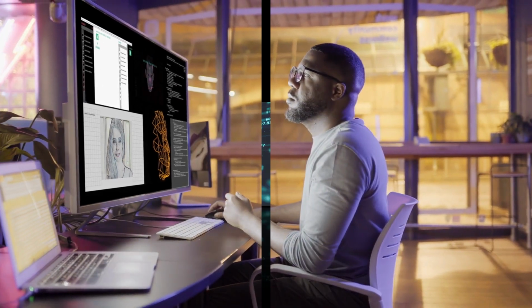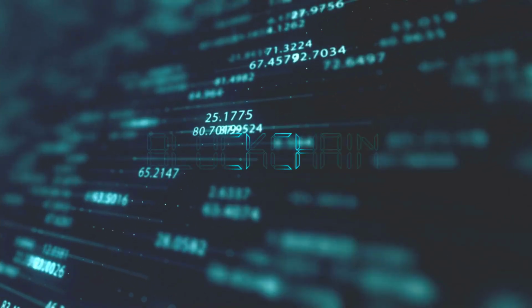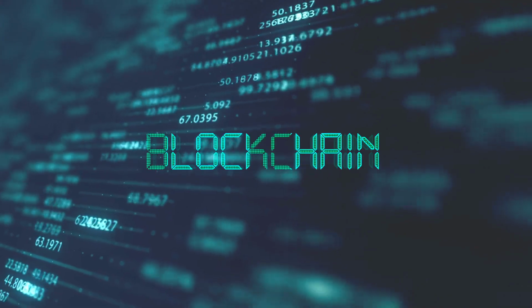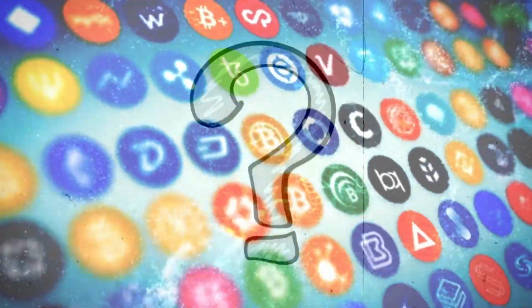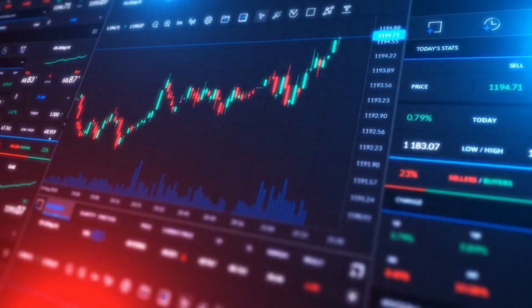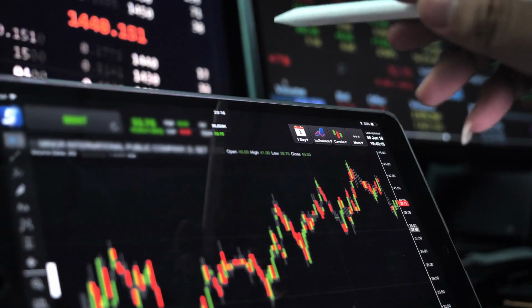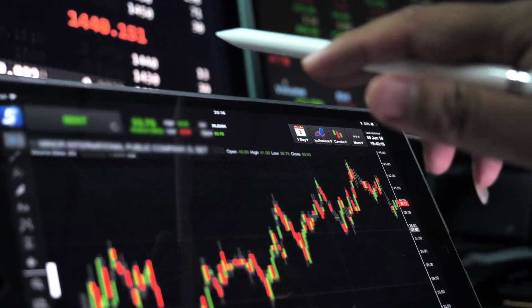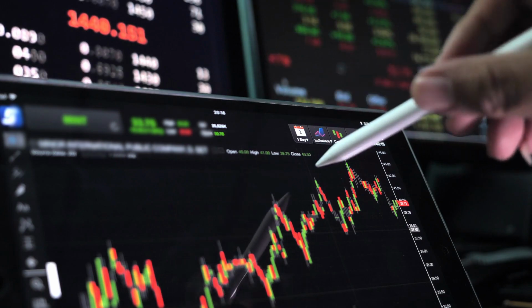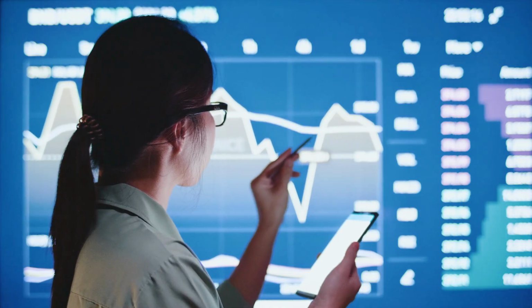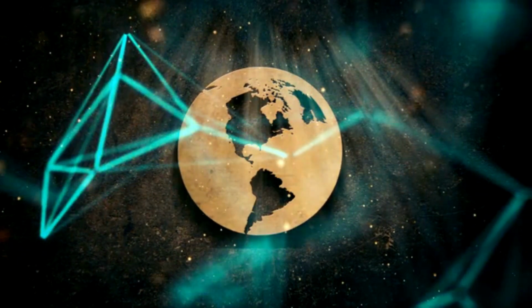Futuristic visuals of AI-powered trading bots, blockchain transactions, and a digital world? What if your crypto portfolio managed itself? What if AI could trade, stake, and invest without human intervention, all while being completely transparent and trustless? Welcome to the future of finance, blockchain-powered AI agents.